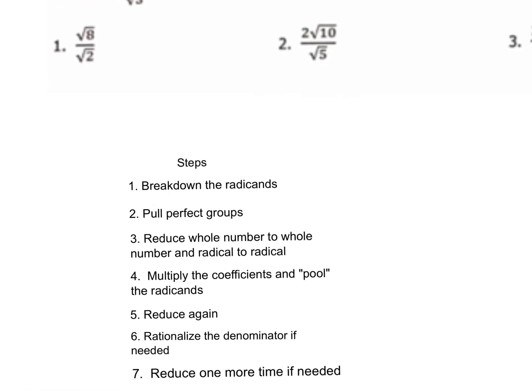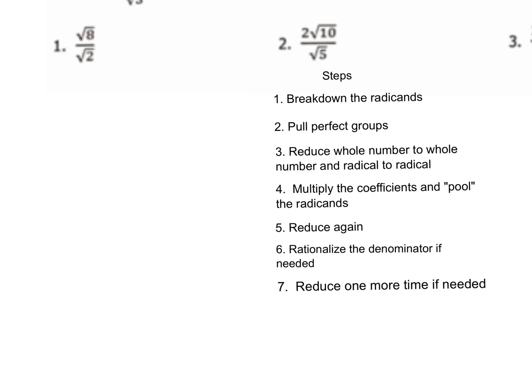And I'll bring our steps over here. Okay, so here we go. First thing, let's break down the radicals. Now again, 8, 4 and 2. This is 2 times 2. Or, if you've seen our videos before, the shortcut for 8 is 3 2's, all over radical 2. Okay, next step, pull perfect groups.